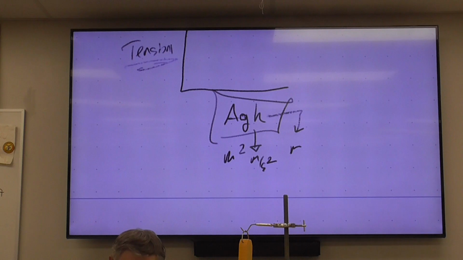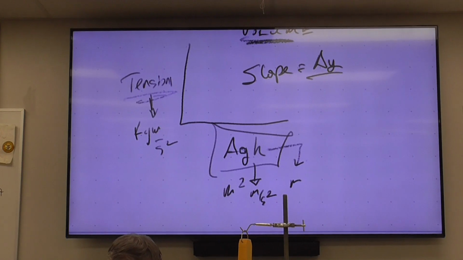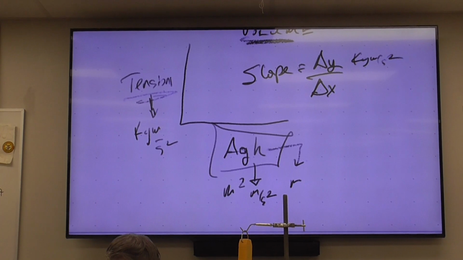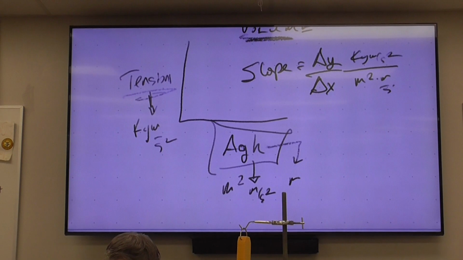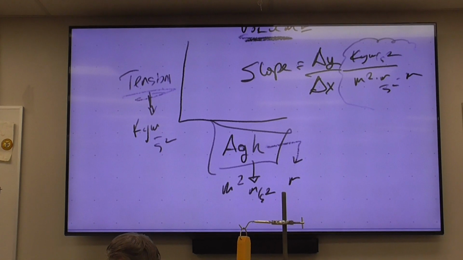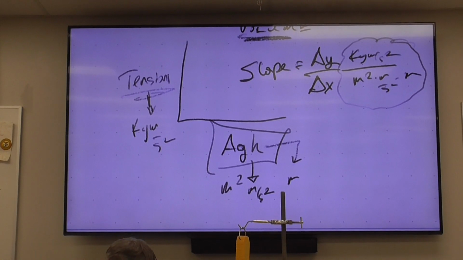So what you want to do is take tension, and tension is going to be measured in, and I would use kilograms meters per second squared. So you want to find the units for this slope. Remember, that's change in y over change in x. So you're going to have kilograms meters per second squared divided by meters squared times meters per second squared times meters. And you want to do dimensional analysis and see what you get out of that, okay?